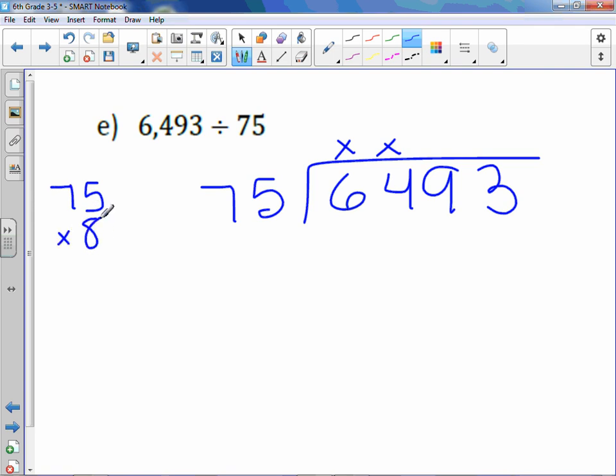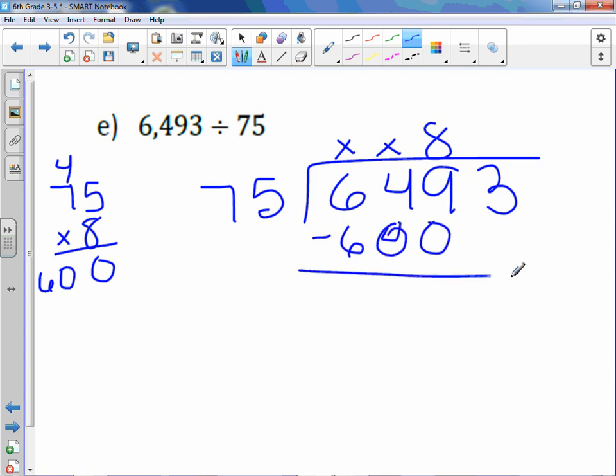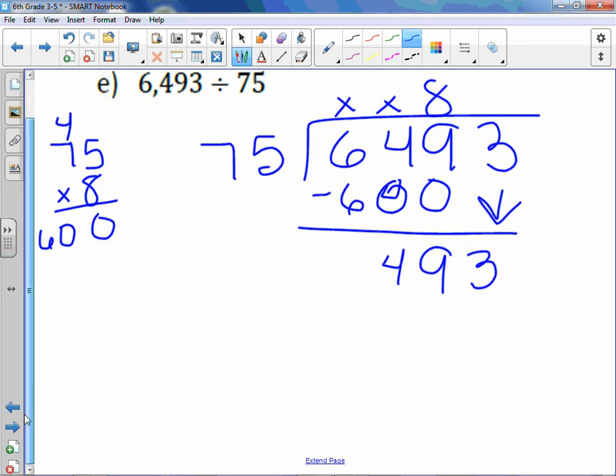75 times 8. 8 times 5 is 40, carry the 4. 8 times 7 is 56. Plus 4 is 60, 600. Well, it's got to be 8 because if I added another 75, I'd be over the 649. So 649 minus 600, 49. Bring down the 3. So 493. It's definitely less than 8.